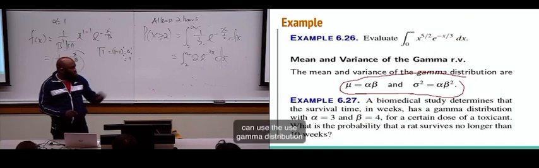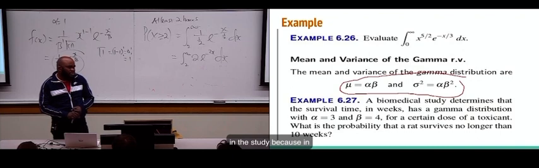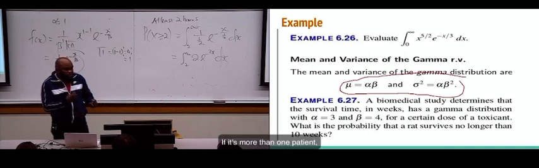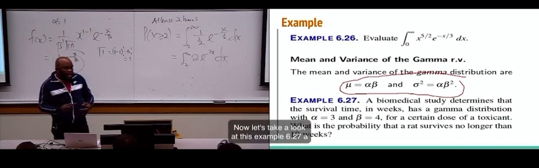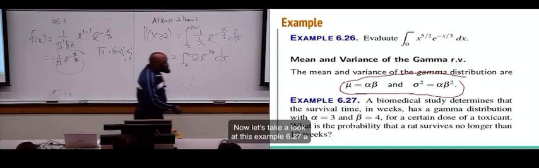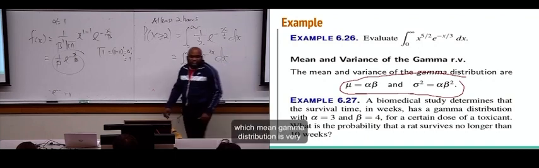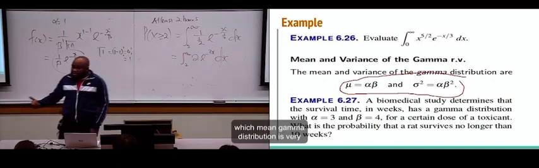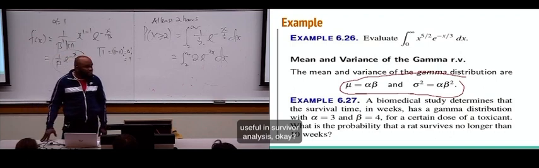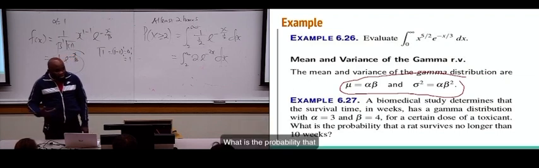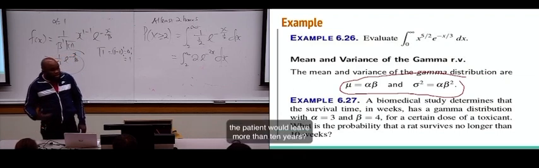Okay, they use gamma distribution in the study because in the hospital they are not going to talk about one patient. If it is one patient, it's going to be exponential. If it is more than one patient, then it's going to be gamma. Now let's take a look at this example, 6.27. A biomedical study determines the survival time. So gamma distribution is very useful in survival analysis. Because you really want to know, after medical intervention, what is the probability that a patient would live more than 10 years, more than 5 years, or within.